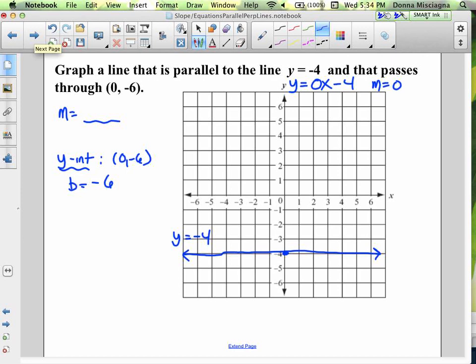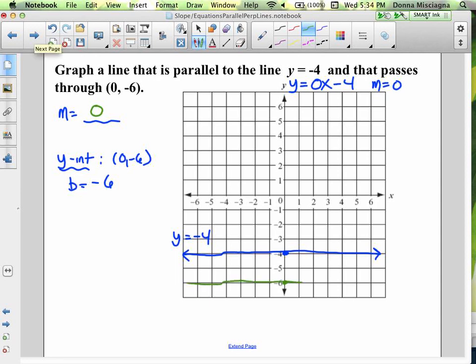So we now know our slope. What's our line going to look like? Well, it's going to be a horizontal line. Our slope is going to be 0. So our y-intercept here is at (0, -6), and we have a slope of 0. We're going to draw a horizontal line.